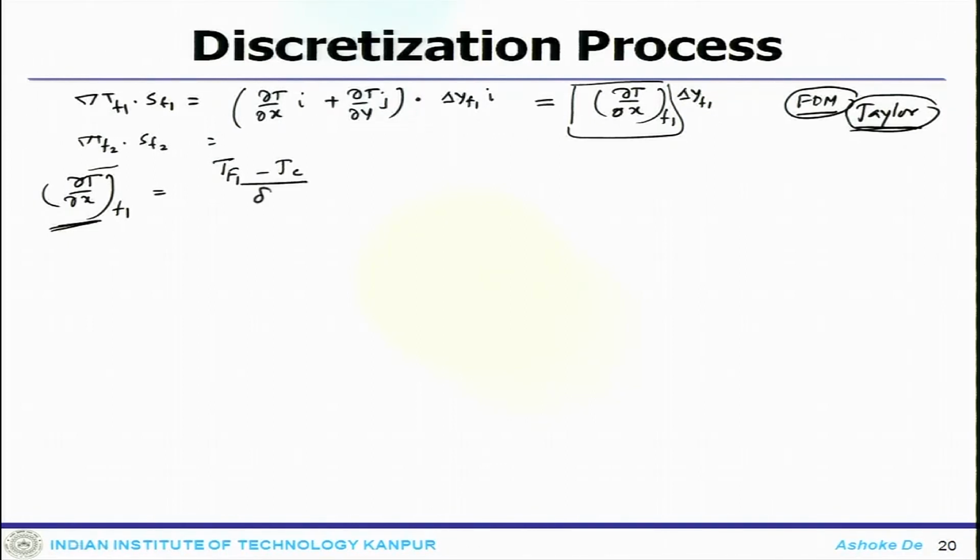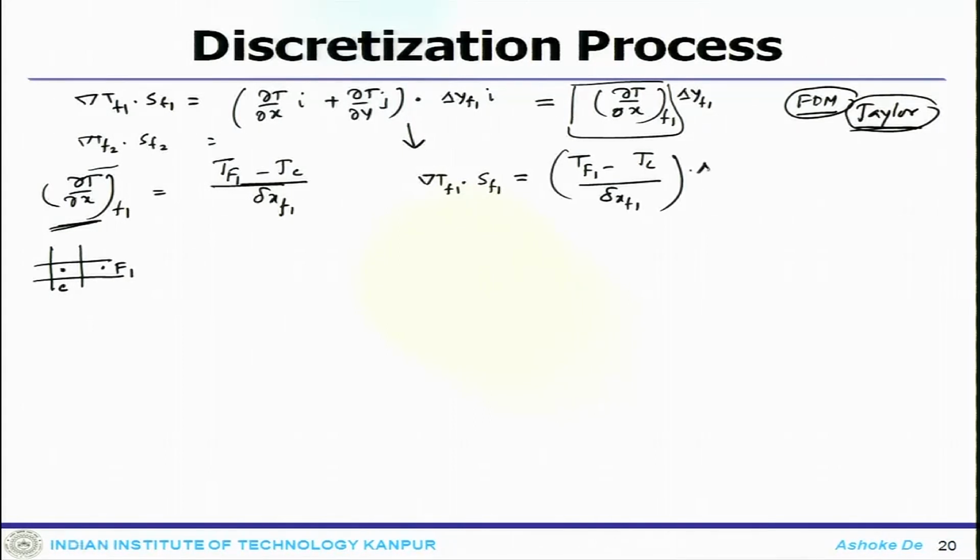The detailed discussion will follow later, but for the time being you say that this is done with simple arithmetic: the difference between the two cell centers. This is element C, this is element F1. So, the temperature difference between these two divided by delta x F1. Okay. So, this particular equation now boils down to delta T F1 dot S F1 becoming T F1 minus T C over delta x F1, times delta y F1.